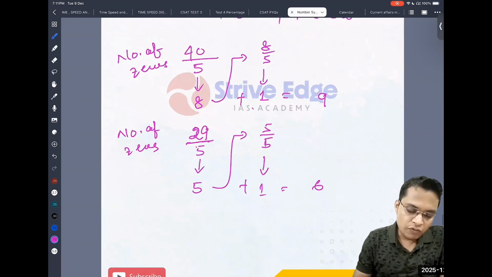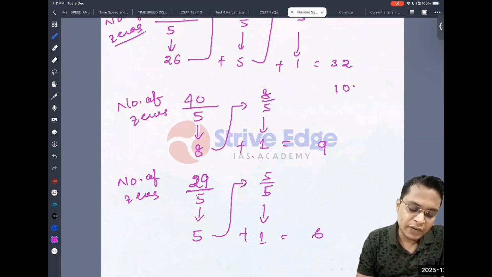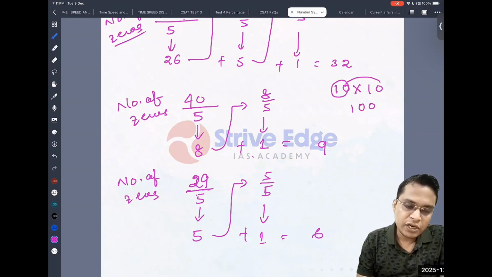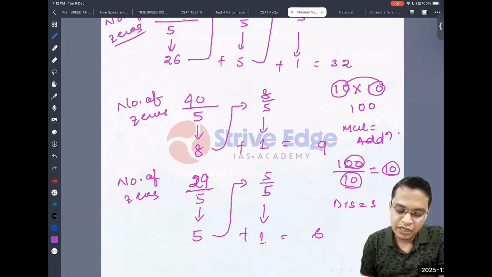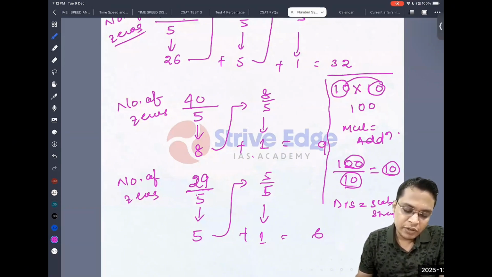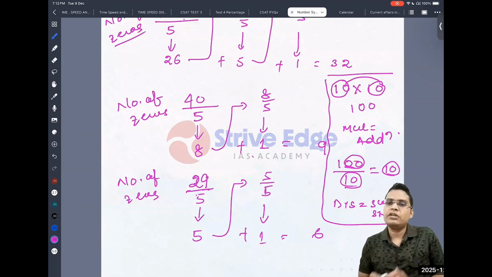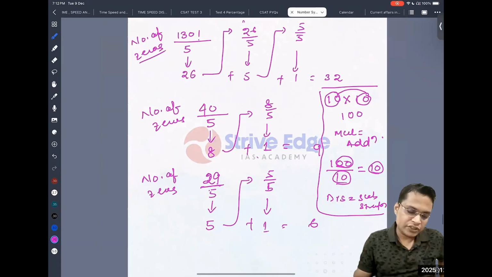I think you already know one concept. Whenever we multiply 10 into 10, how many zeros are there? It is 100. So the number of zeros here and the number of zeros here are simply added. That means multiplication equals addition. Same if I write 100 divided by 10, here it is 10. So division means subtraction. Please remember these things, because multiplication means addition and division means subtraction. We are going to do the same here.